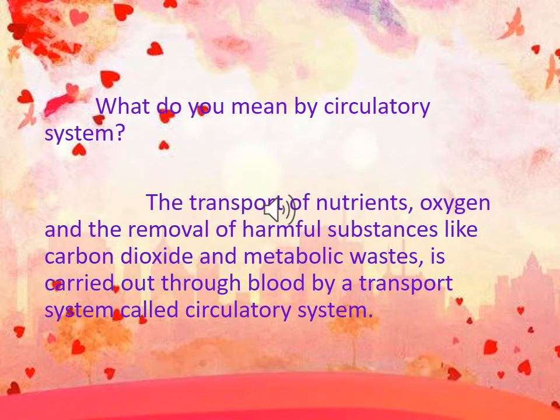The first question that comes to our mind is, what do you mean by circulatory system? So, what will be the answer? The transport of nutrients, oxygen, and the removal of harmful substances like carbon dioxide and metabolic waste is carried out through blood by a transport system called the circulatory system. So it is nothing but a transport system by which the transport of nutrients, oxygen and other essential substances is carried out, and on the other hand the removal of harmful substances also takes place. So this is the circulatory system.